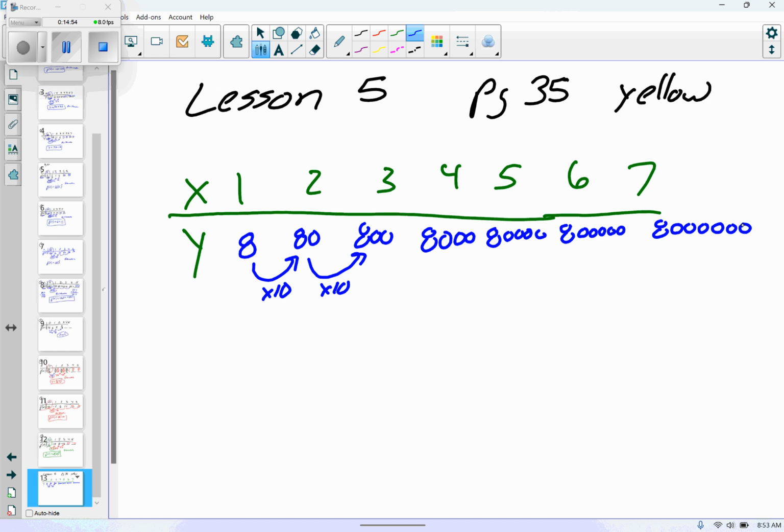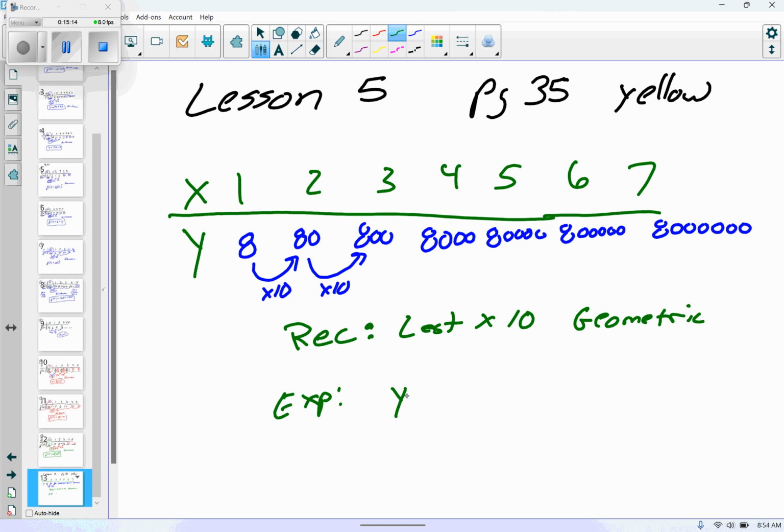That's pretty cool. All right, so our recursive function is going to be the last times 10. So this is definitely geometric because I'm multiplying. Okay, our regular function, our explicit function, is going to be y equals, remember here, that's starting with a 1, isn't it?